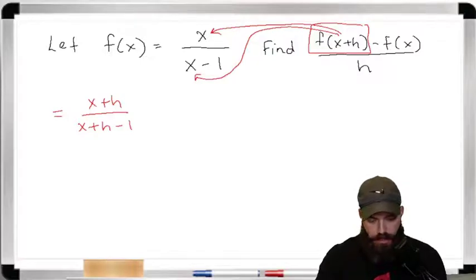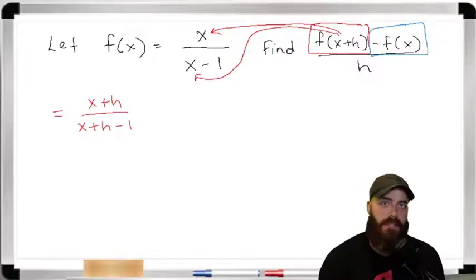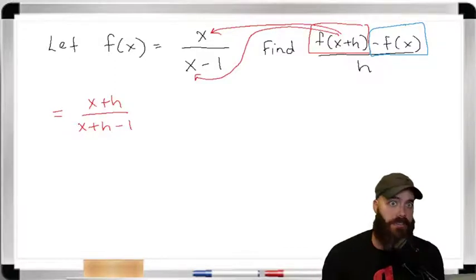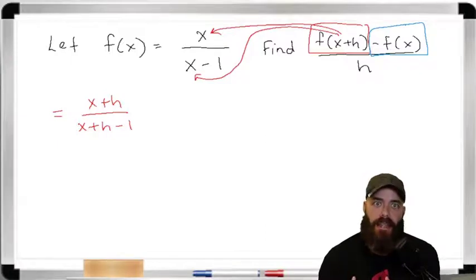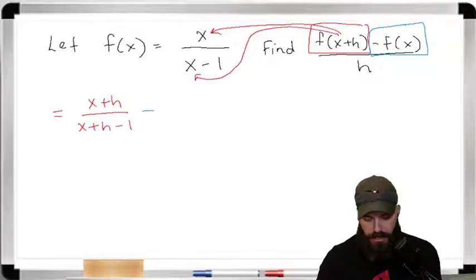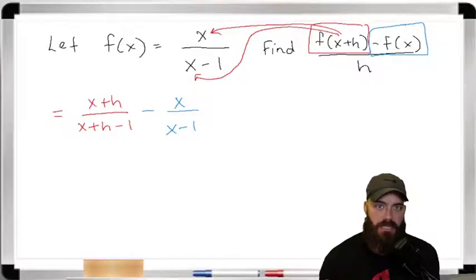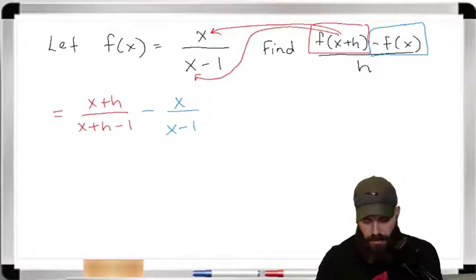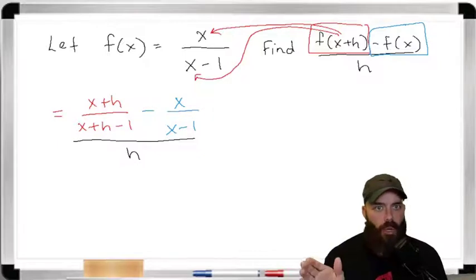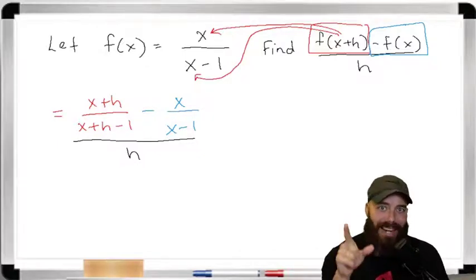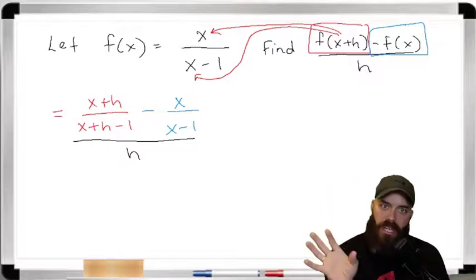Next, in blue, we want to subtract f of x. f of x is simply the function that we begin with, so we subtract that function in its entirety: minus x over x minus 1. And then in black, we keep all this over h. The red corresponds to the f of x plus h part, the blue corresponds to the minus f of x part, and then all of that is over h.